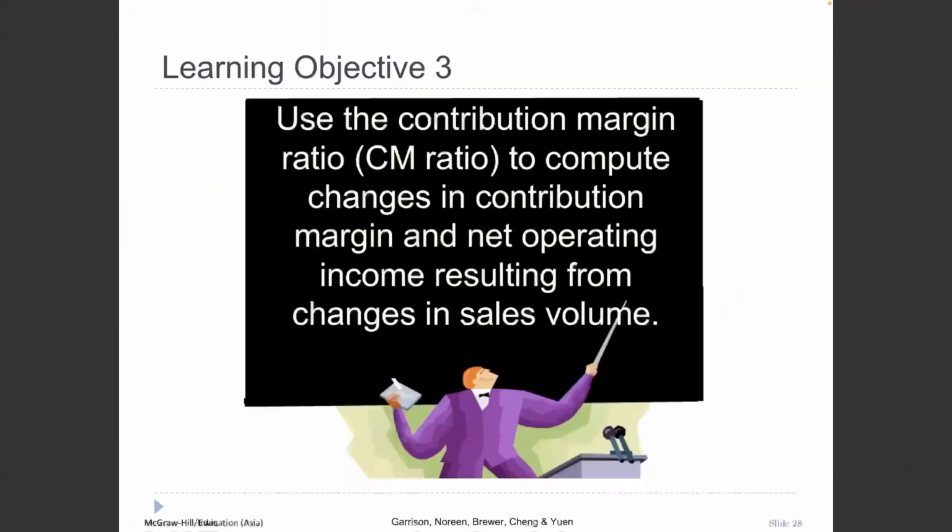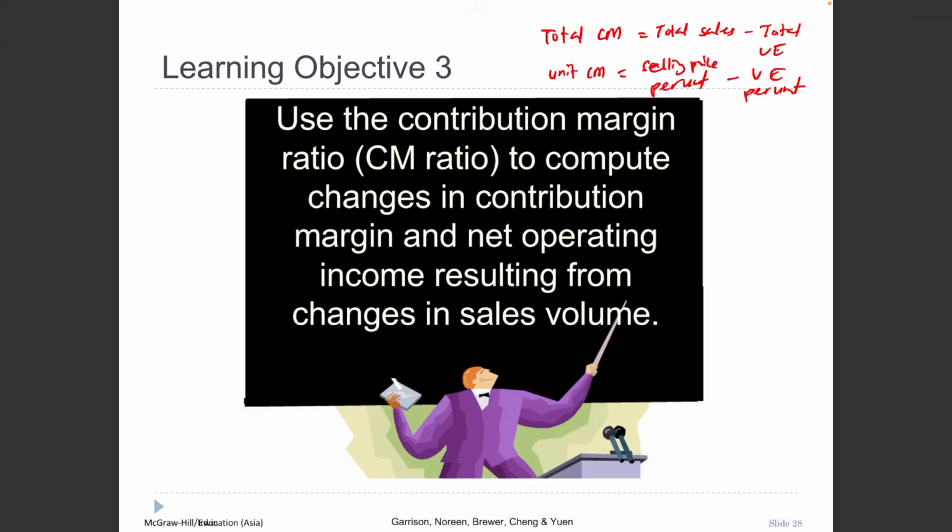All right. Okay, so the next one is use the contribution margin ratio to compute changes in contribution margin and net operating income. So previously you have learned how to get total contribution margin, which is total sales minus total variable expenses. And then for unit CM, which is contribution margin per unit, that is selling price per unit minus variable expenses per unit.